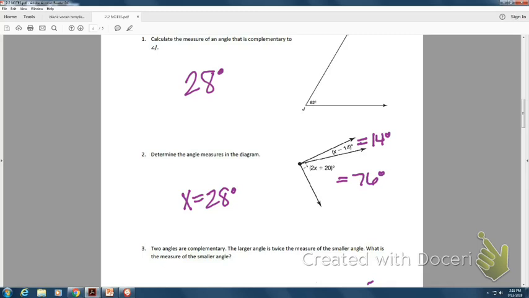What were your 2 equations first? So if I have my complementary angle, well, how did I denote my smaller angle? X, and what was your larger angle? 2x. Okay, so you had 3x equaled 90. So x equaled what? 30. And so what was the measure of your smaller angle? 30 degrees.